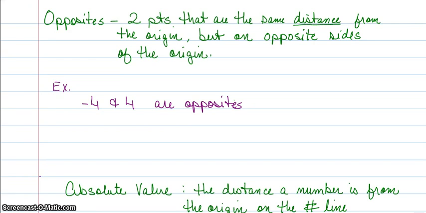Now opposites. Opposites are 2 points that are the same distance from the origin but on opposite sides of the origin. For example, negative 4 and positive 4 are opposites. What about negative 7? Well, positive 7 would be the opposite. What about 8? Well, negative 8 is opposite.